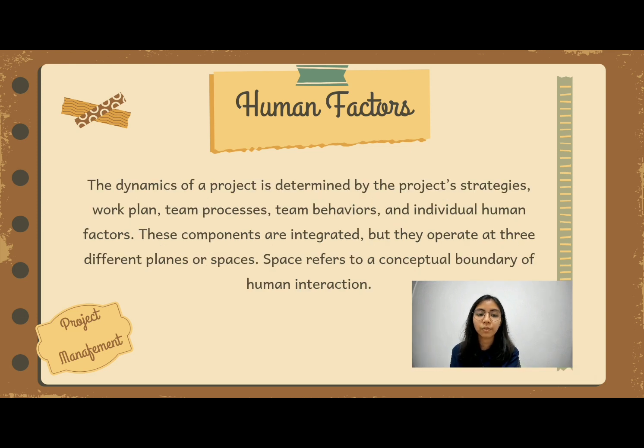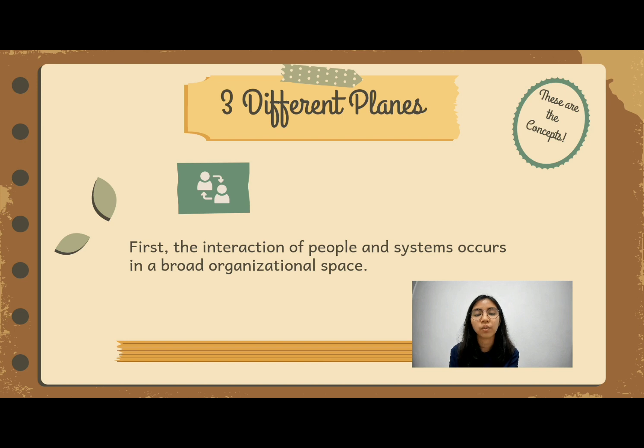The dynamics of a project is determined by the project's strategies, work plan, team processes, team behaviors, and individual human factors. These components are integrated, but they operate at three different planes or spaces. Space refers to a conceptual boundary of human interaction. First, we have the interaction of people and system. It occurs in a broad organizational space. Second, people's interaction with each other occurs within a smaller space, referred to as team space.